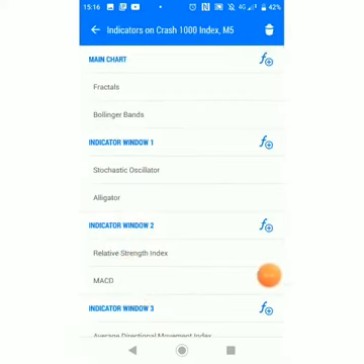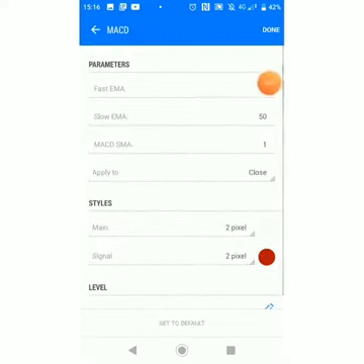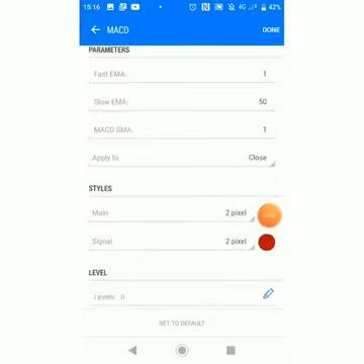Under our MACD we have 1, 5, 1, apply to close, 2 pixel, make it white. If your background is white, make it white so it doesn't show. Signal red, no levels. You click on done.